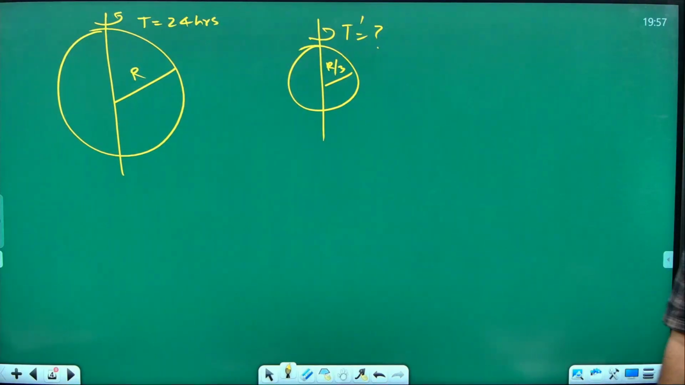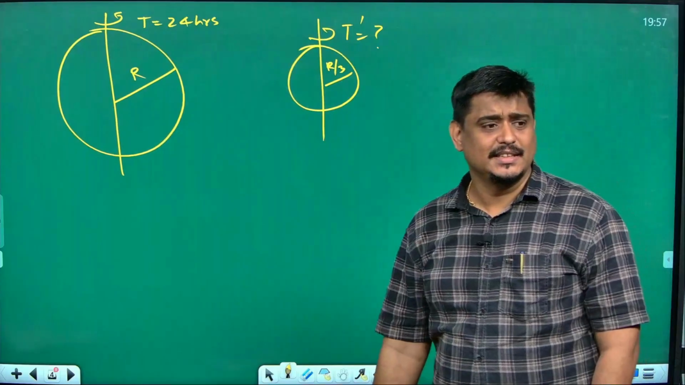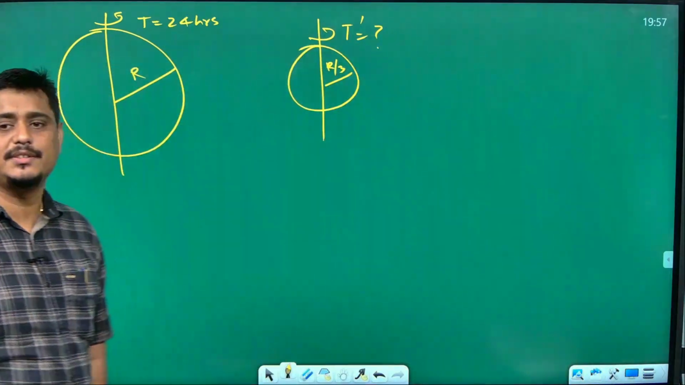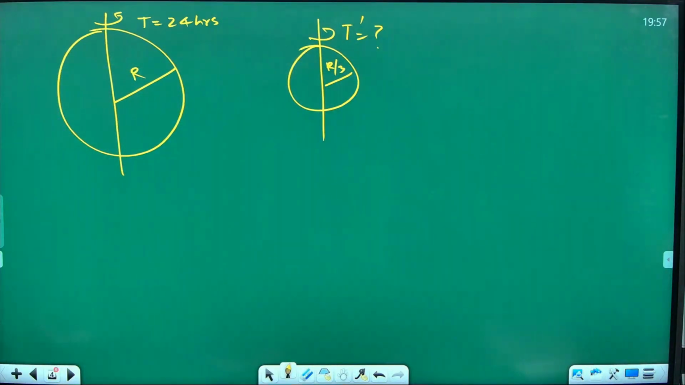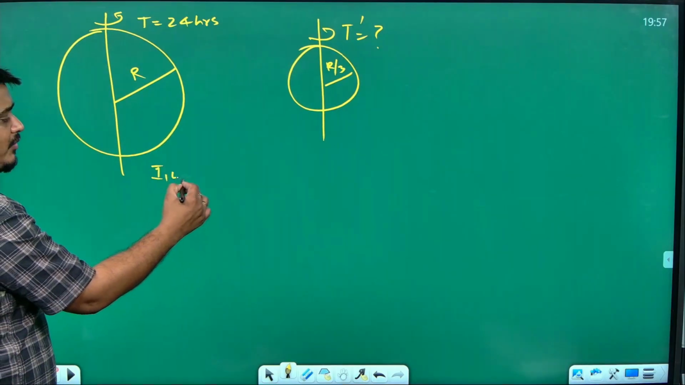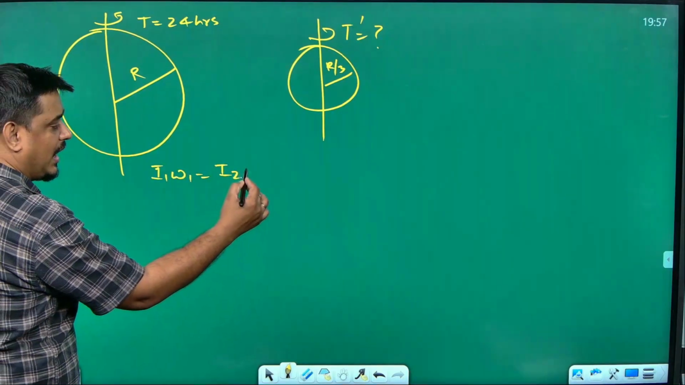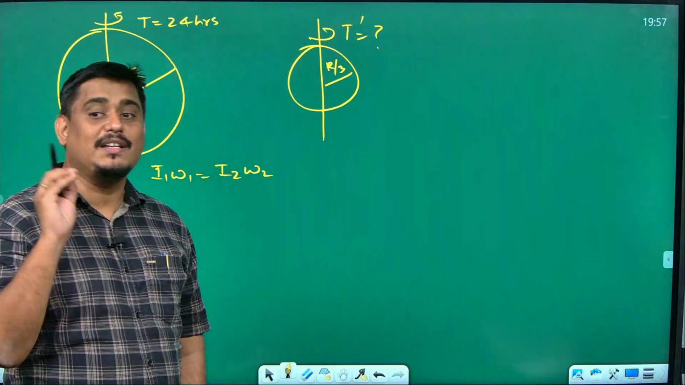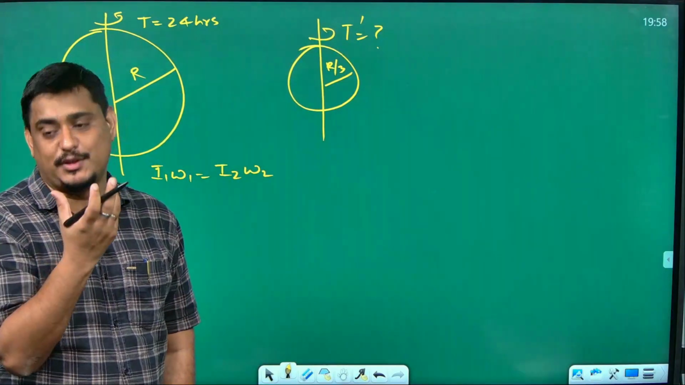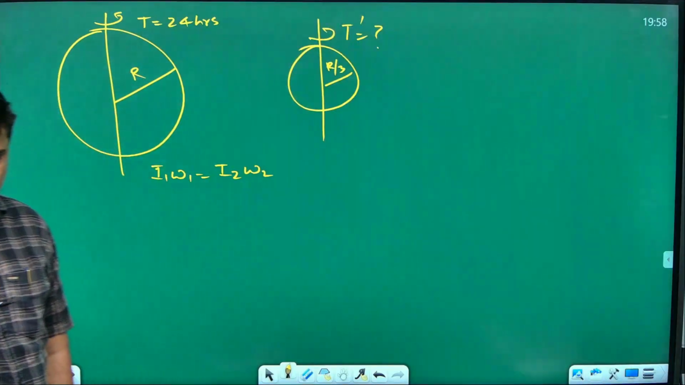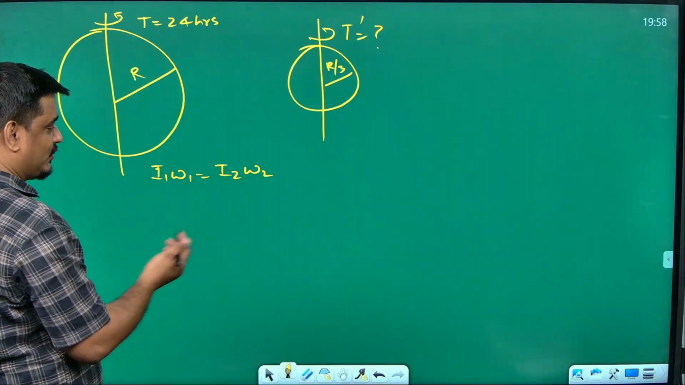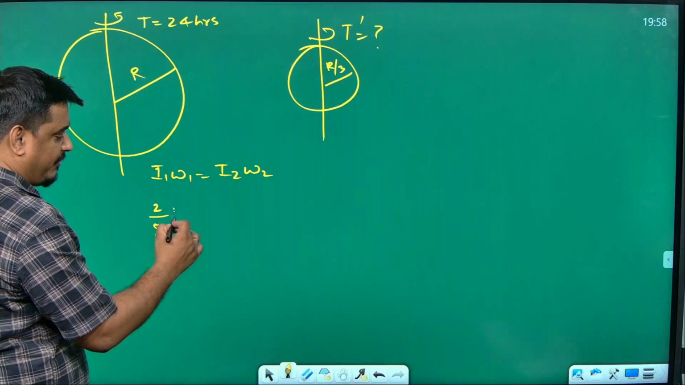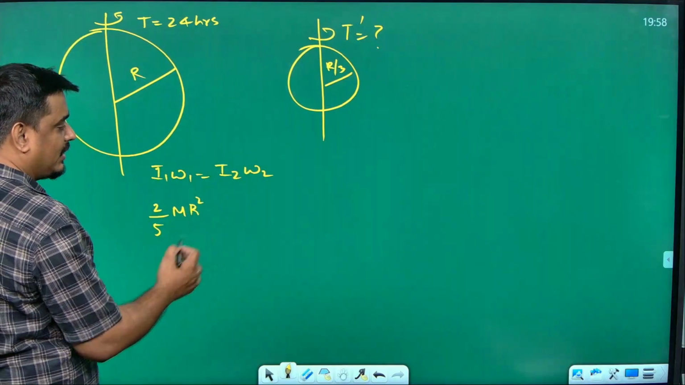24 by? Let us check that. So how to solve this question? I am going to use the concept of conservation of angular momentum, by which I know I1 omega 1 is equal to I2 omega 2. I hope you know and you have learnt what is the moment of inertia of a solid sphere. 2 by 5 mr square. You remember? If you don't remember, check your notes. It is 2 by 5 mr square omega 1.